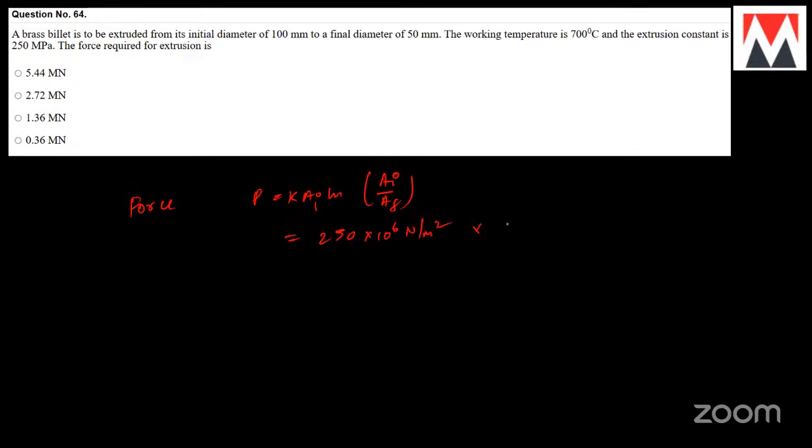You have Ai initial area is pi by 4 into 0.1 square, ln Ai by Af, this is nothing but 1.96 by 7.854. So what do you get for this value? Let us calculate this. So you will have the overall value to be 2.72 million Newton, or mega Newton.